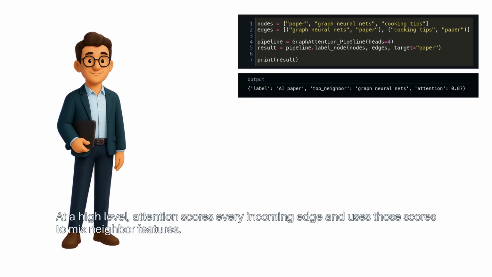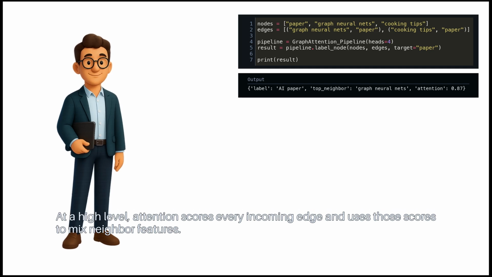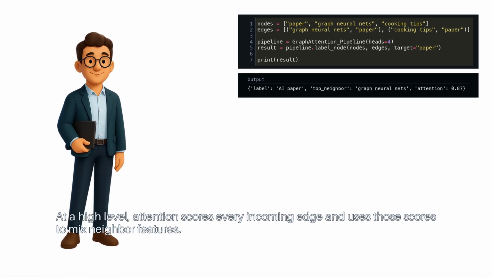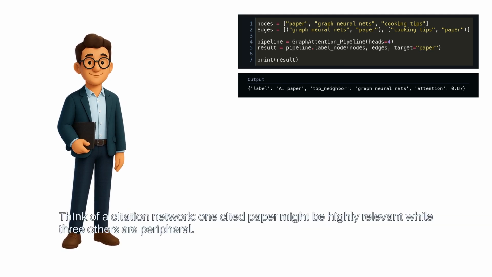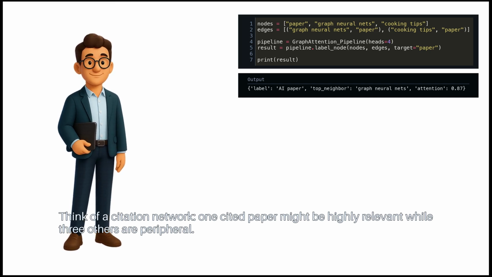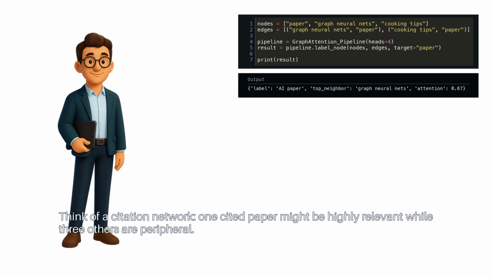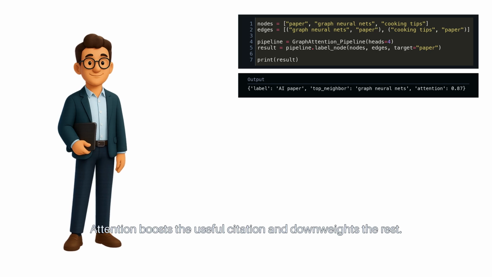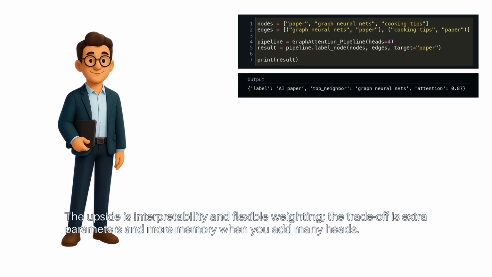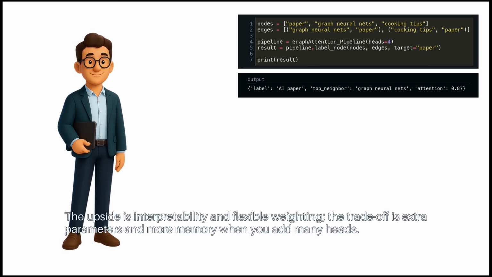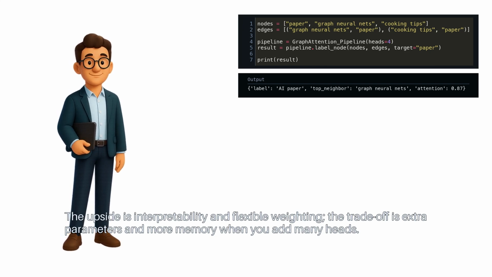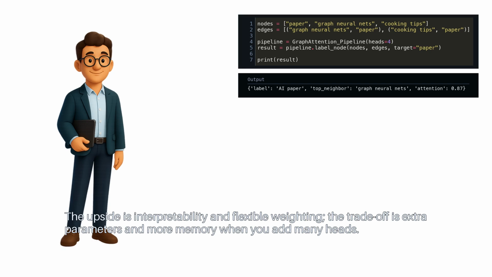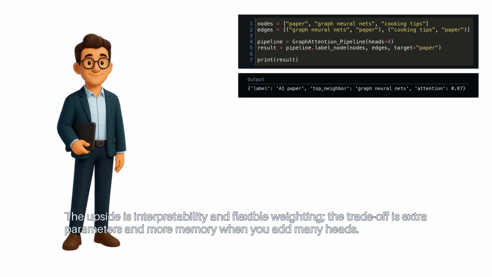At a high level, attention scores every incoming edge and uses those scores to mix neighbor features. Think of a citation network. One cited paper might be highly relevant, while 3 others are peripheral. Attention boosts the useful citation and downweights the rest. The upside is interpretability and flexible weighting. The trade-off is extra parameters and more memory when you add many heads.